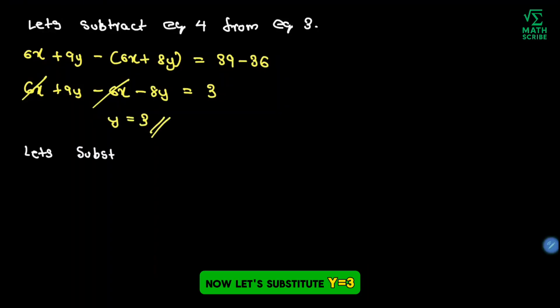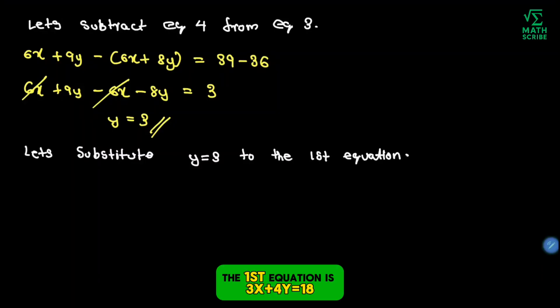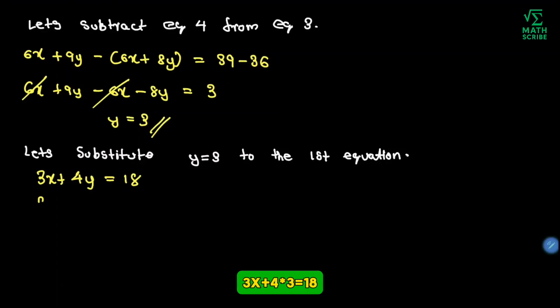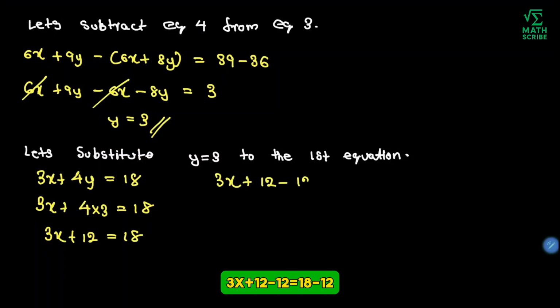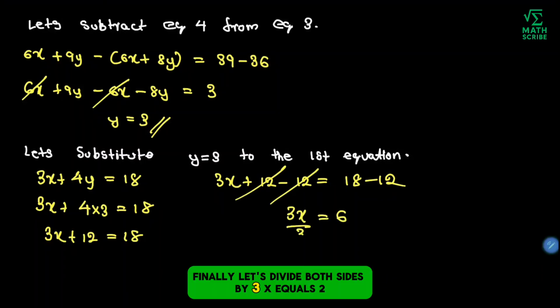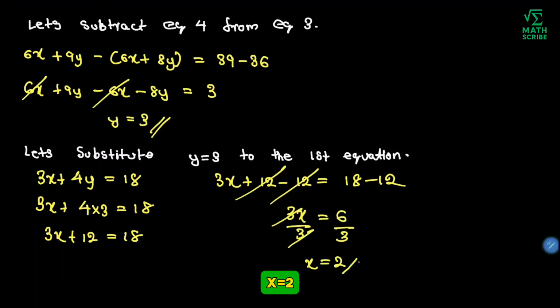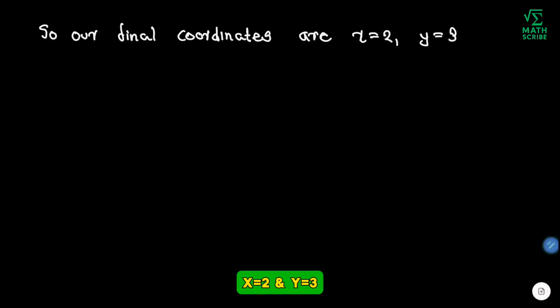Now let's substitute y equals 3 back into our original equation 1 to find x. The first equation is 3x plus 4y equals 18. Plug in 3 for y. 3x plus 4 times 3 equals 18. 3x plus 12 equals 18. Let's subtract 12 from both sides. 3x plus 12 minus 12 equals 18 minus 12. 3x equals 6. Finally, let's divide both sides by 3. X equals 2. Perfect. Our final coordinates for example 2 are x equals 2 and y equals 3.